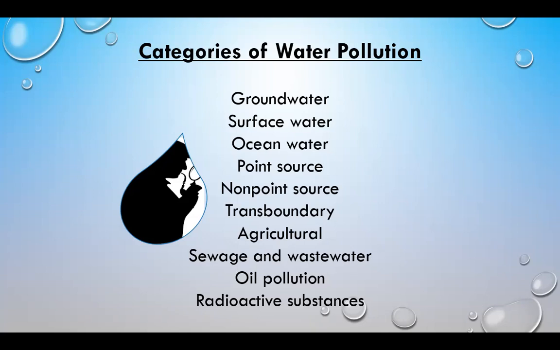What is non-point source? Non-point source pollution comes from agricultural or stormwater runoffs, or even debris blown into waterways. Yeah, this type of pollution, which is difficult to regulate, is said to be the leading cause of water pollution in the US. Transboundary is basically water pollution from spillages of contaminated water from one country into the waters of another.